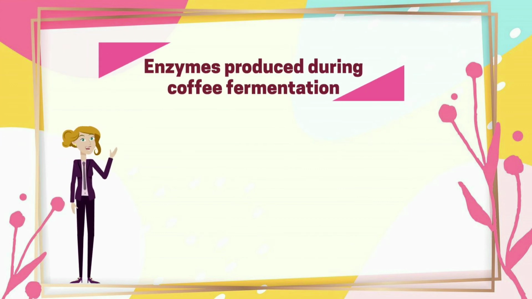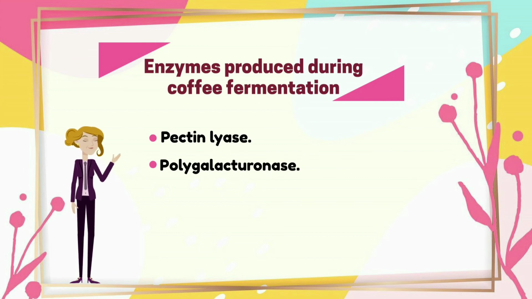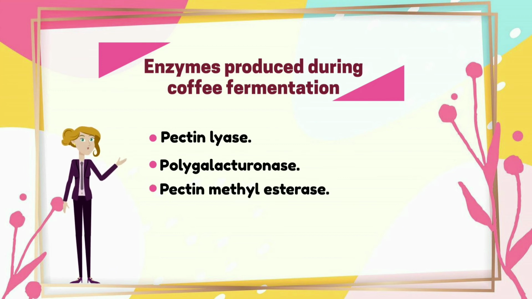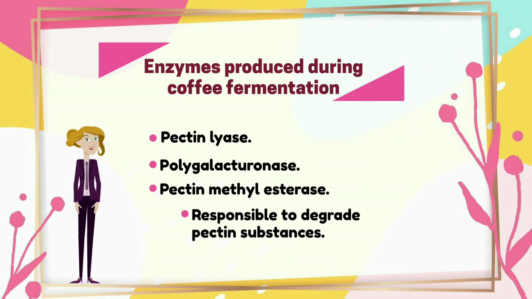During fermentation, microbes produce pectin-lyase, polygalacturonase, and pectin methylesterase enzymes. These three enzymes are crucial to degrade pectin substances.